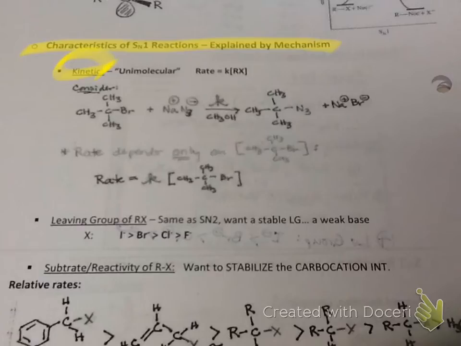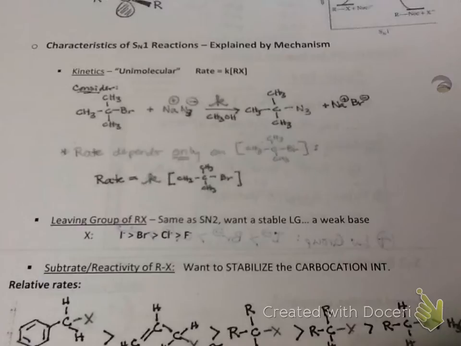So in that step, the nucleophile is not involved. When we look at the rate of the rate-determining step, it equals the rate constant k times the concentration of only the alkyl halide. This is important. If we doubled the concentration of the alkyl halide, we double the rate of the reaction for an SN1. If we double the concentration of the nucleophile, it will have no effect on the overall rate of the reaction, because the nucleophile is not involved in the rate-determining step.